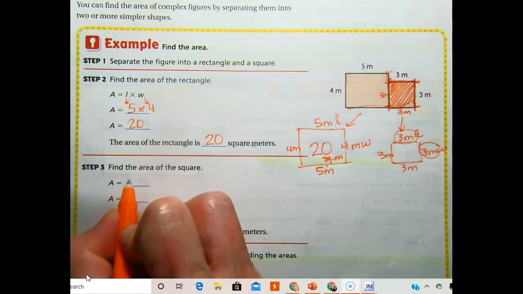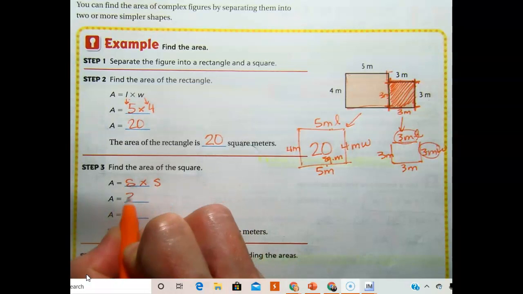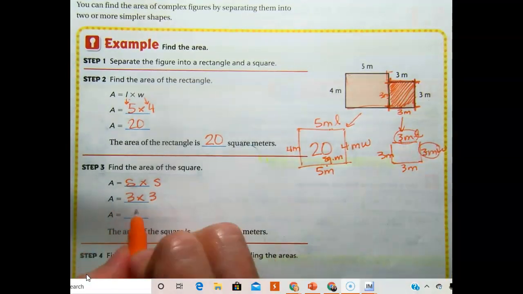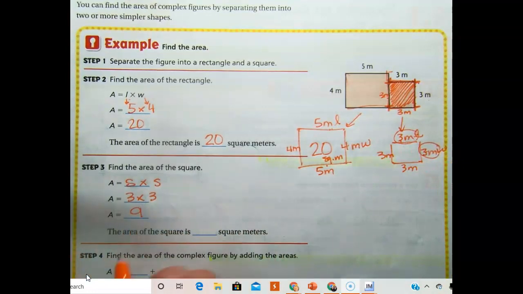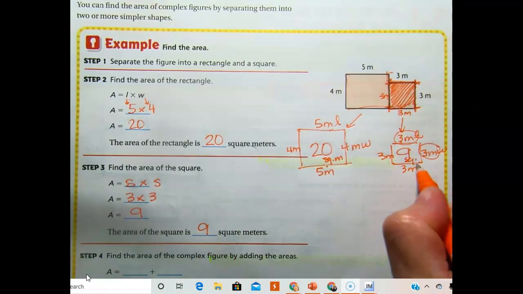So area equals side times side. Each side is the same measurement, so you're just going to say 3 times 3 here in this case. So it is going to be 9. The area of the square is 9 square meters. Okay, so we could label that.